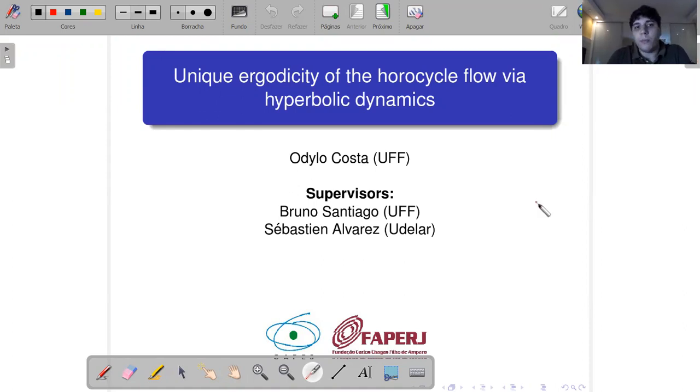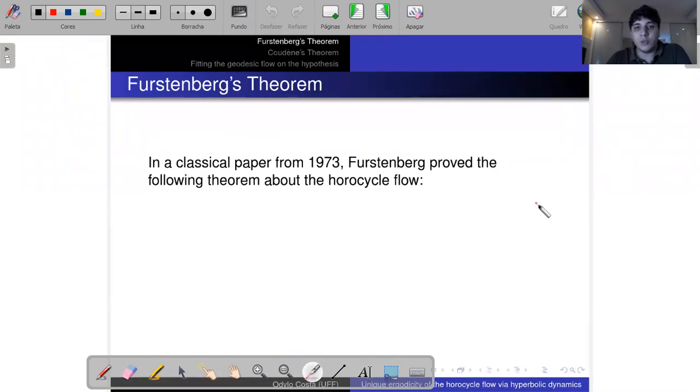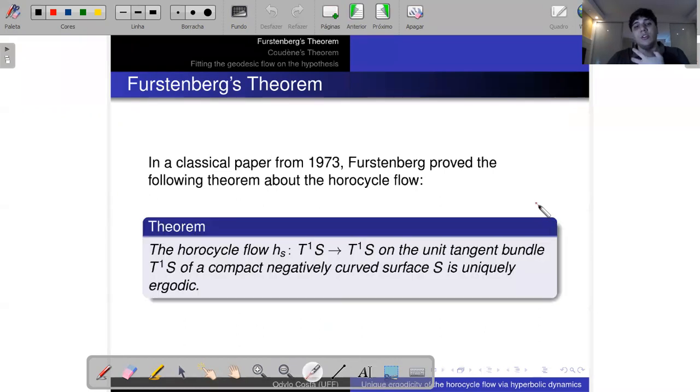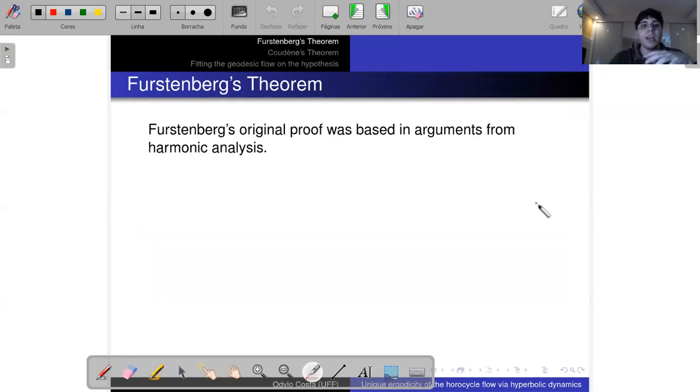I'm going to talk about the topic of my master thesis, that is unique ergodicity of the horocycle flow via hyperbolic dynamics. It's a classical result from the 70s, proven by Furstenberg, that the horocycle flow on the unit tangent bundle of a compact negatively curved surface is uniquely ergodic.